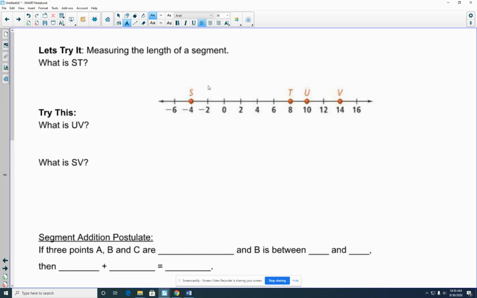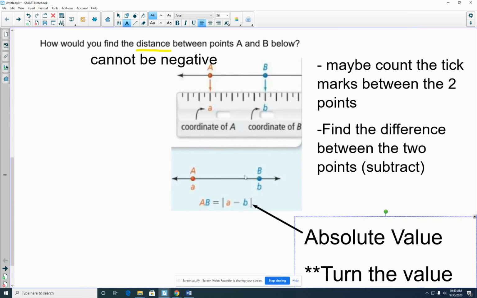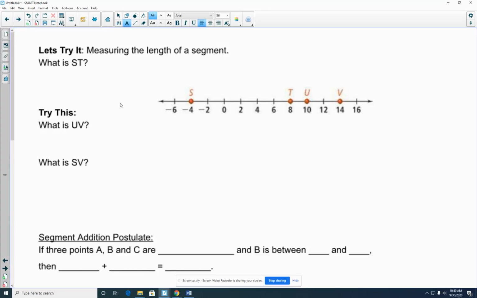So remember, for ST, I need to take the absolute value. So I'm going to actually subtract. Well, let's figure out. S has the coordinate of -4. T has the coordinate of 8. Now, using what we saw here, we can subtract A and B, take the absolute value, and that's the length of AB. So we're going to do that. We're going to subtract -4 minus 8, but we need to take the absolute value.